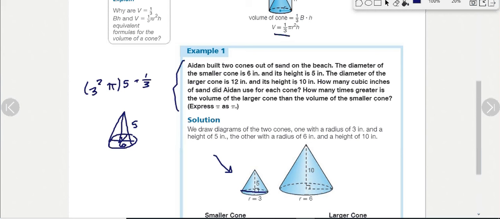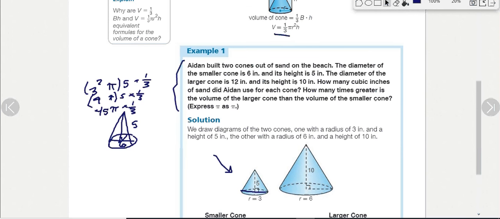So 3 squared is 9. Still 9 pi times 5 times 1/3. So 45 pi, I just multiplied the 9 and the 5, divided by 3. Okay?